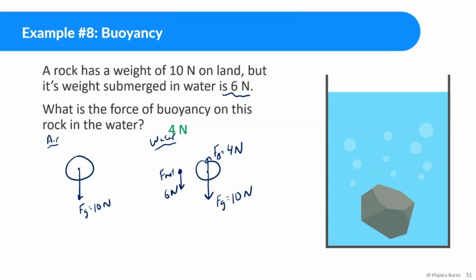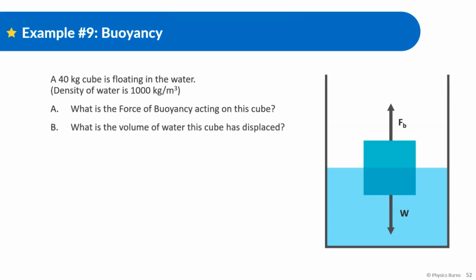Okay, so the net force does change. Okay, moving on. A 40 kilogram cube is floating in the water. Density of water is 1,000 kilograms per meter cubed. What is the force of buoyancy acting on this cube? What is the volume of water this cube has displaced?